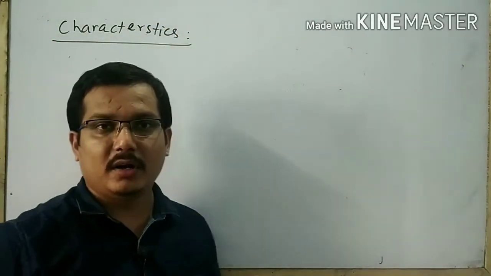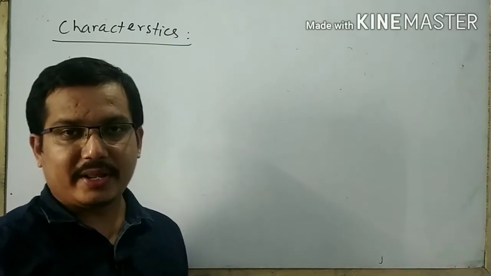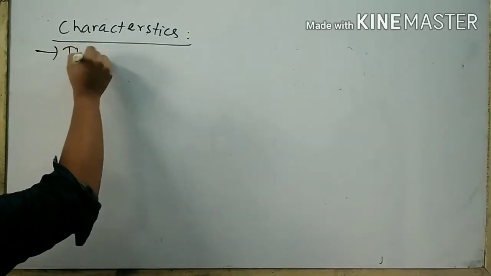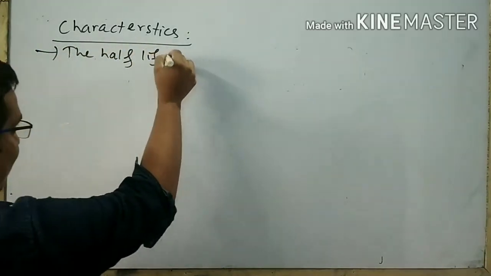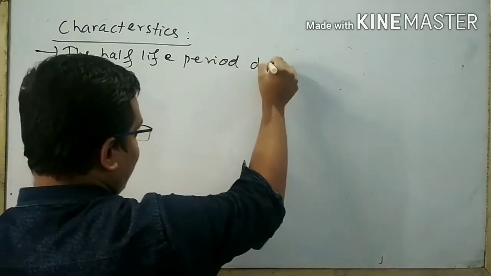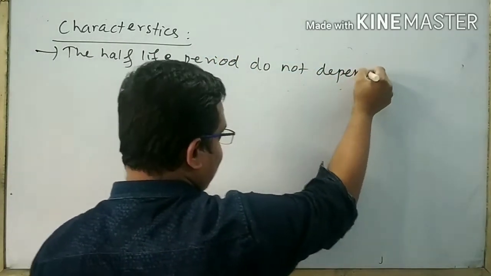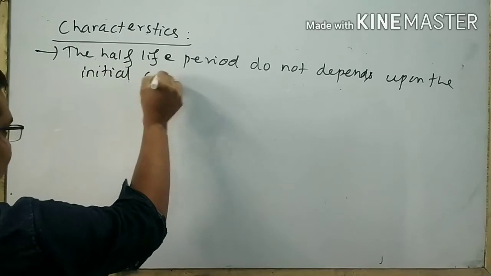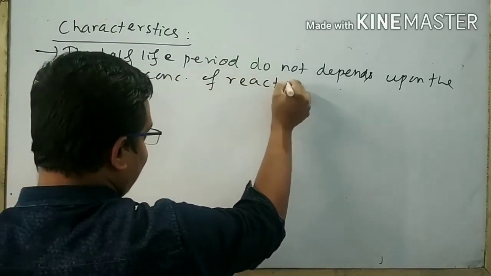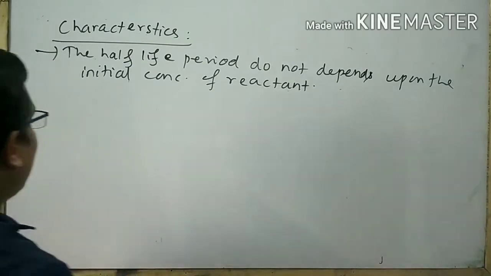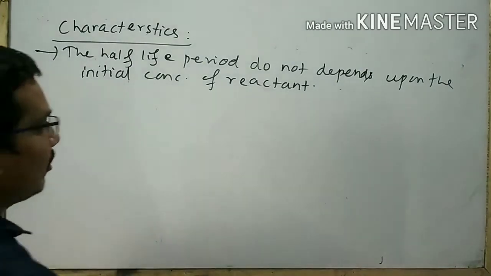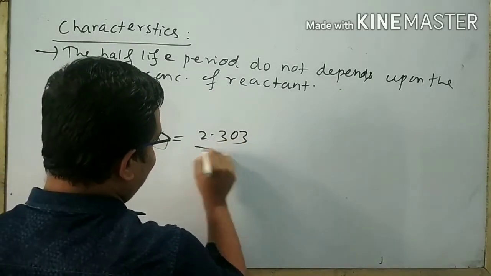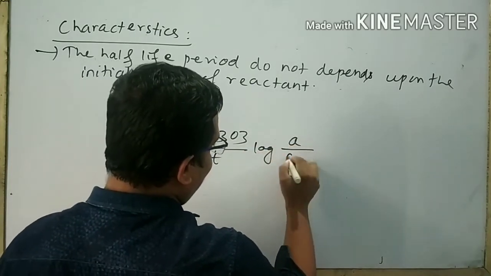The half-life period of a first order reaction does not depend upon the initial concentration of the reactant. Remember, all the first order reactions obey this equation, that is k is equal to 2.303 divided by t log of A by A minus x.